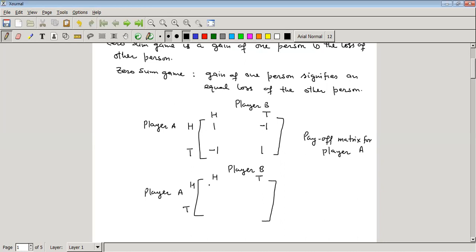So in that case, what will happen? B loses ₹1 if both the coins show head, and B gets ₹1 if one coin shows head and the other shows tail, and again similarly +1 and -1. So this is the payoff matrix for player B.